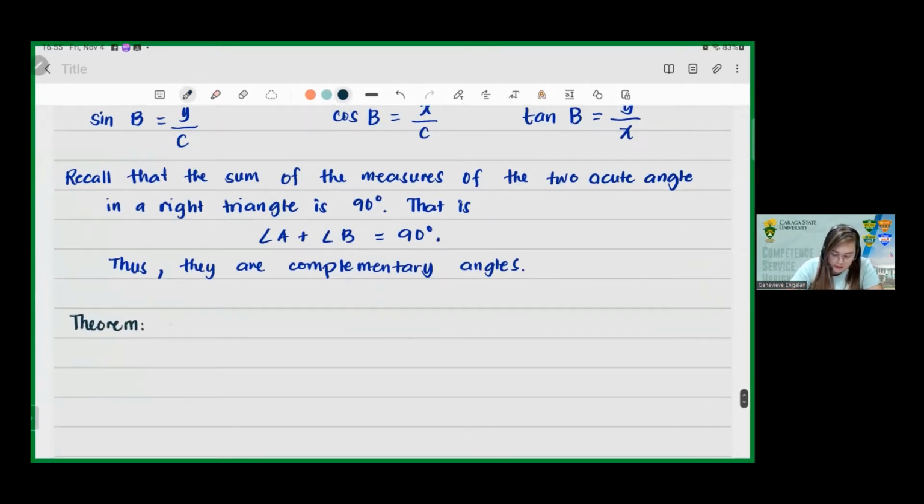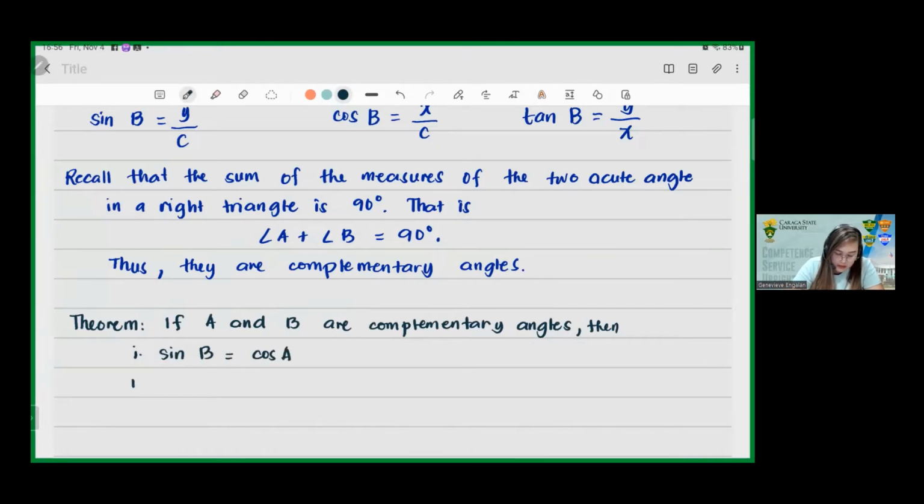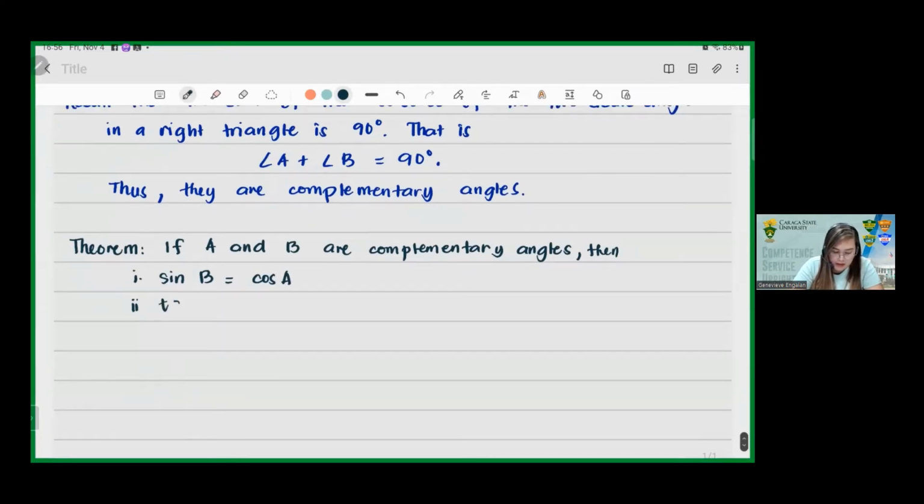Okay, theorem. If A and B are complementary angles, then sine B is just equal to cosine A. And tangent B is just equal to cotangent A. And secant B is just equal to cosecant A. Let me check if you wrote it correctly.